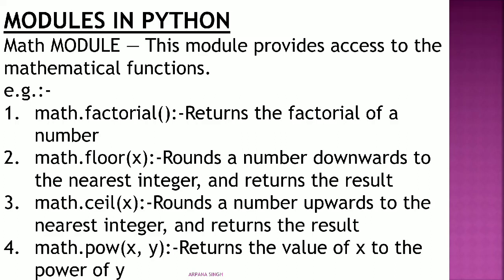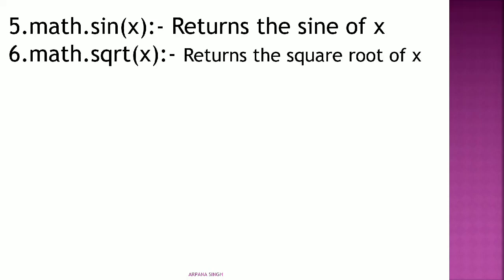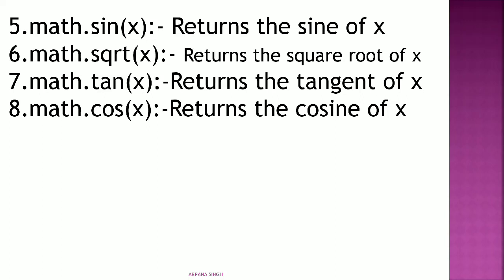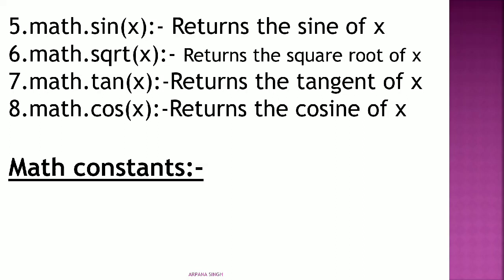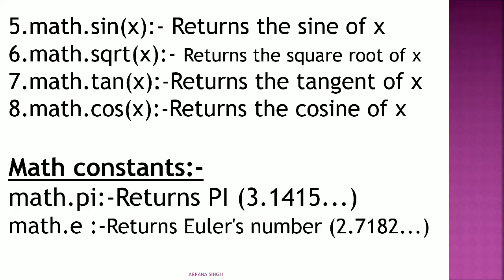Pow returns the value of x to the power of y. Sin returns the sine value of the angle x in radians. Sqrt returns the square root of the number x. Tan(x) returns the tangent value of the angle x in radians. Cos(x) returns the cosine value of the angle x in radians. There are certain math constants also that you can use from the math module, like math.pi. If you print math.pi, you will get 3.14. Similarly, math.e will return Euler's number, that is 2.7182.